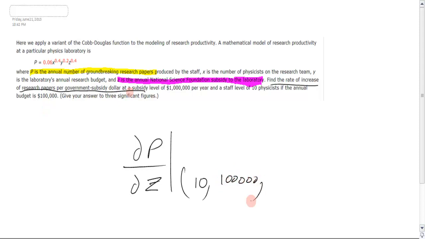Can't use commas because that would be a little confusing. And then again, subsidy of $1 million, one more zero, I believe. There we go. So there you go. Take the partial derivative of this function of P with respect to Z, then evaluate it at those values. That's all the problem's asking you to do.